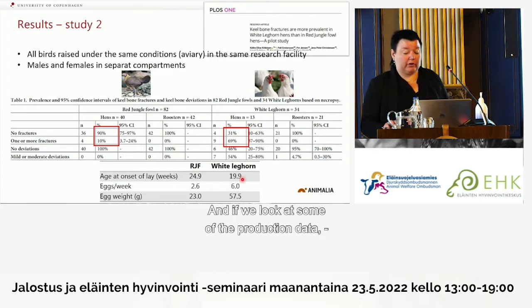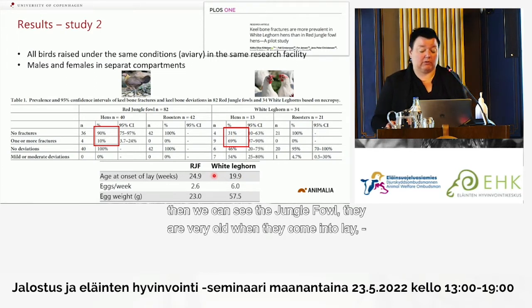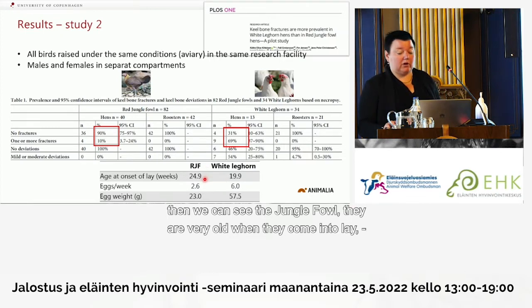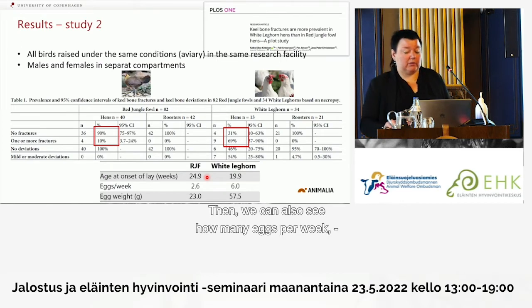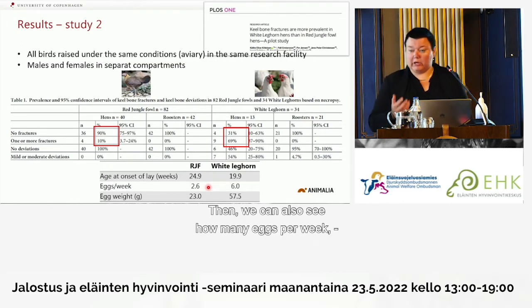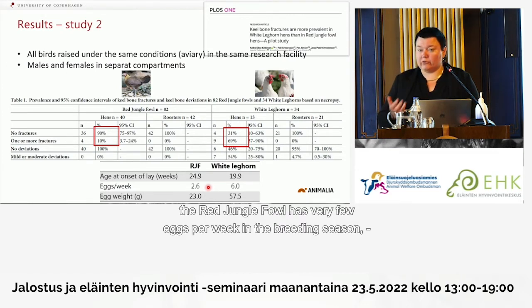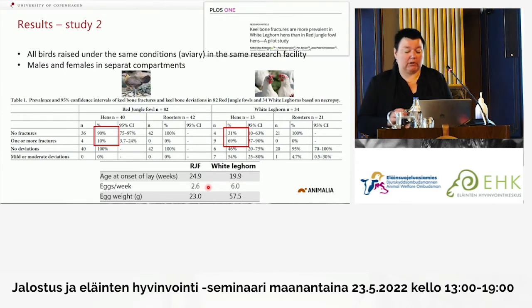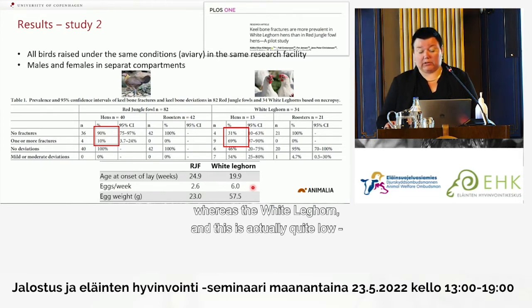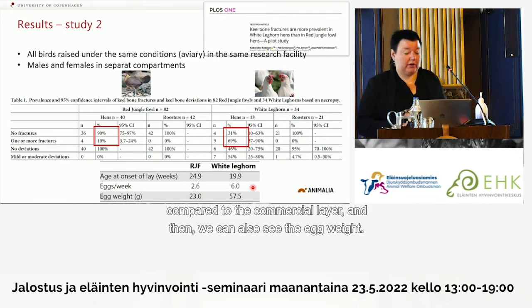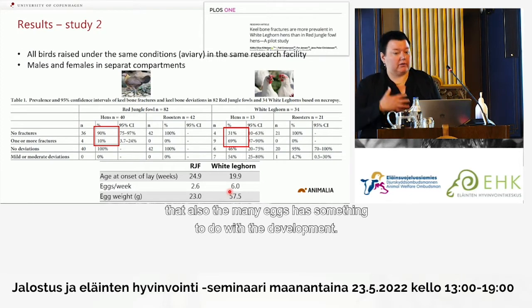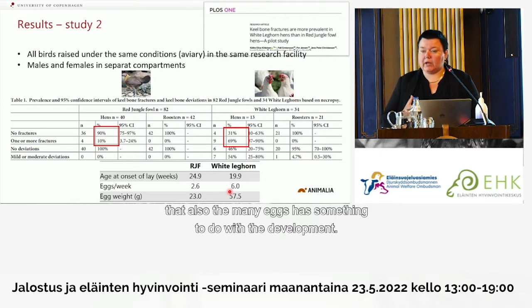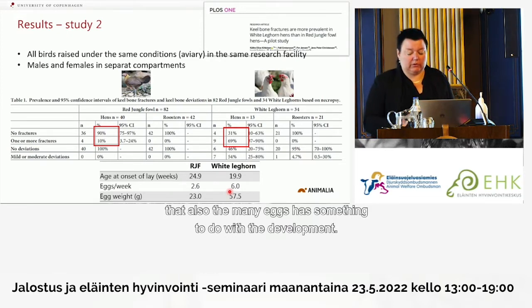fractures. And if we look at some of the production data, we can see that the jungle fowl are very old when they come into lay, where the white leghorn are more or less the same as our commercial layers. Then we can also see how many eggs per week. The red jungle fowl has very few eggs per week in the breeding season, whereas the white leghorn, and this is actually quite low compared to the commercial layer. And then we can also see the egg weight. So that supports the observations that we did, that the many eggs has something to do with the development.